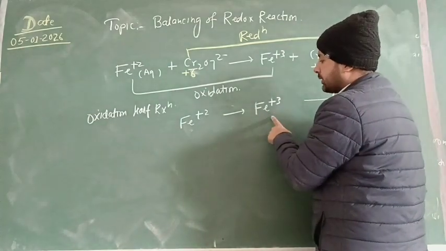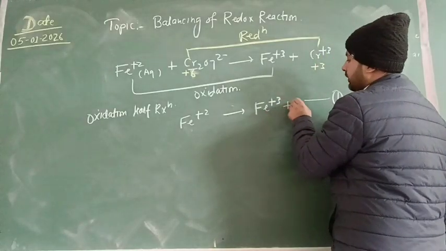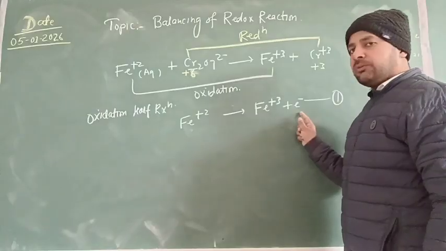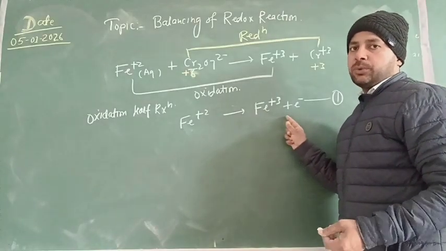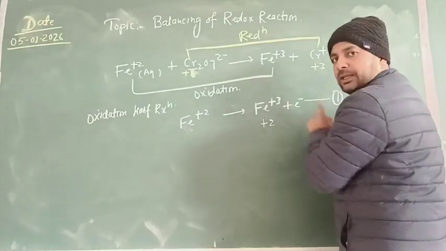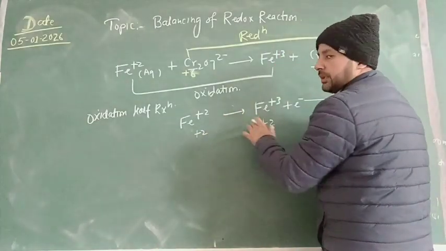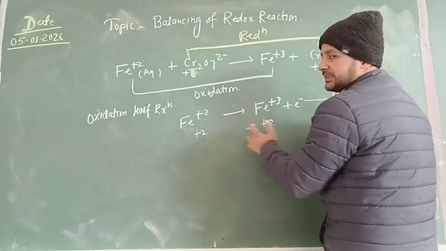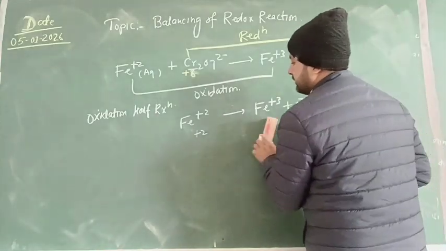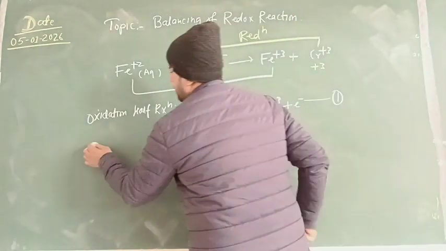So the charge is not equal, so we will equalize it by adding one electron on the right-hand side, because one electron will neutralize one positive charge. So there will be a +2 charge after adding one electron. Here it is also +2. So the number of atoms is equal, and the charges are also equal. So this is equation 1, which is known as the oxidation half reaction.